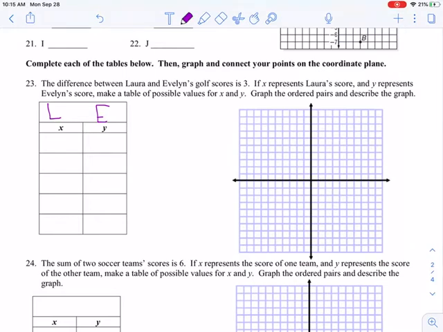So if Laura had 0, Evelyn would have 3. If Laura had 1, Evelyn would have 4, and so on. You can even throw some negatives in there. If Laura was -3, that means Evelyn would have been 0. And then you're going to graph them. And you should notice that they make a straight line if you were to connect them. So that's what we would call a linear relationship.